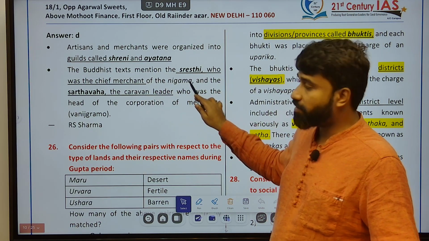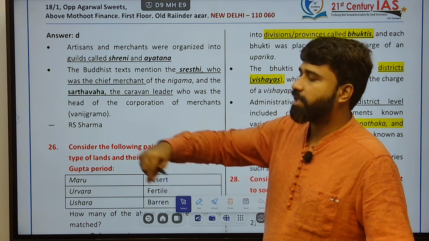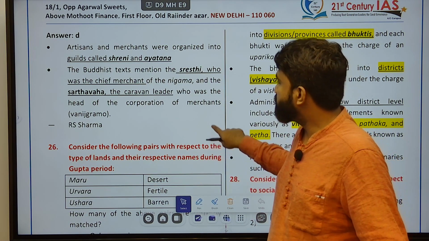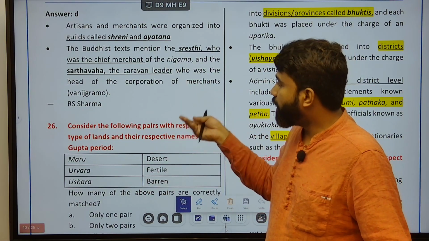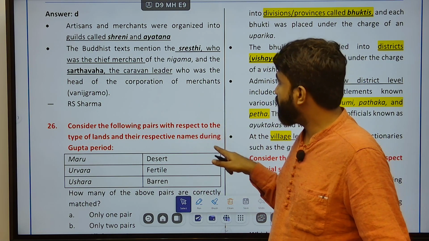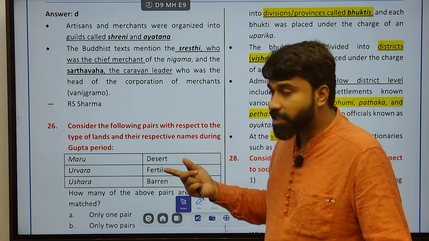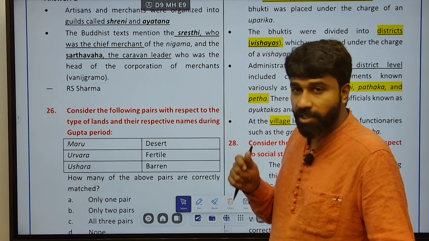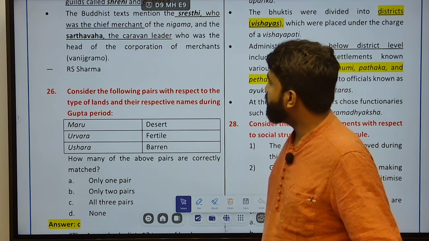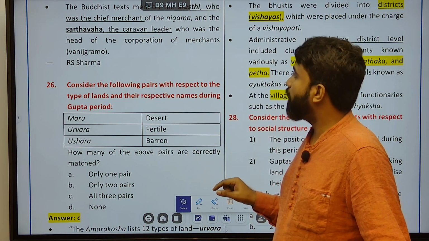A Buddhist text mentions the Shreshti, who was the chief merchant of the Nigama. The Sadavaha was the leader of the caravan who facilitated carrying these traded goods. So the leader of the caravan was termed Sadavaha, and the chief merchant, head of these Shrenis, was called Shreshti as well, the head of the corporation of merchants, that is, Vanij Grama.